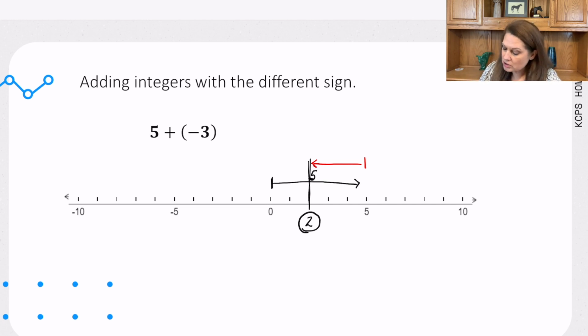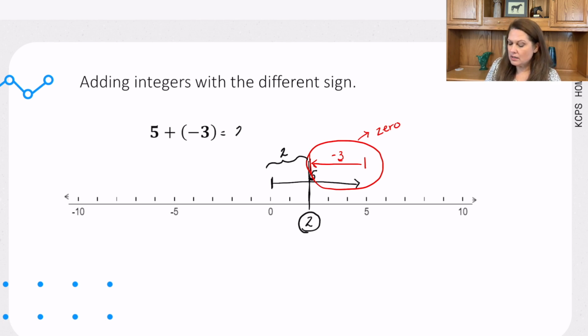One thing I do want you to notice is this area right here, which is -3, and part of the +5, they cancel out each other. This is called a 0. In algebra tiles, I call it a 0 pair, where they cancel each other out. So that tells me that once I cancel that part of the 5 out, what's left of the 5 is going to be my answer. So that's going to be 2. So 5 plus -3 is going to be a +2.